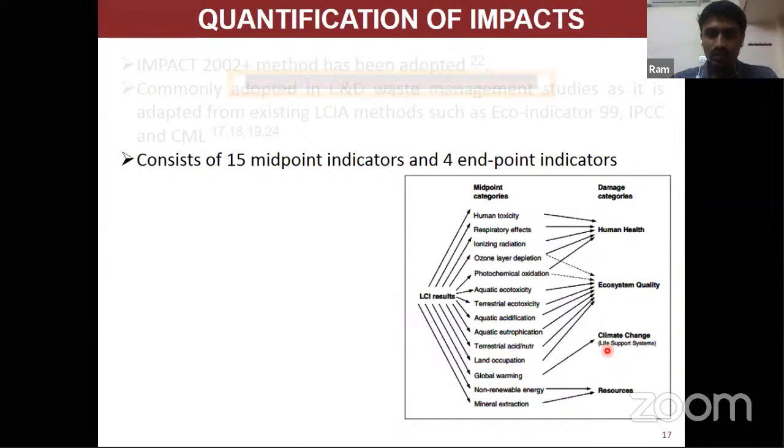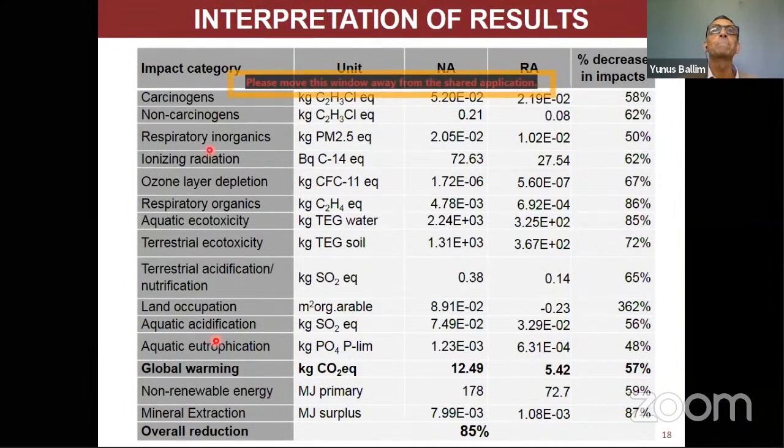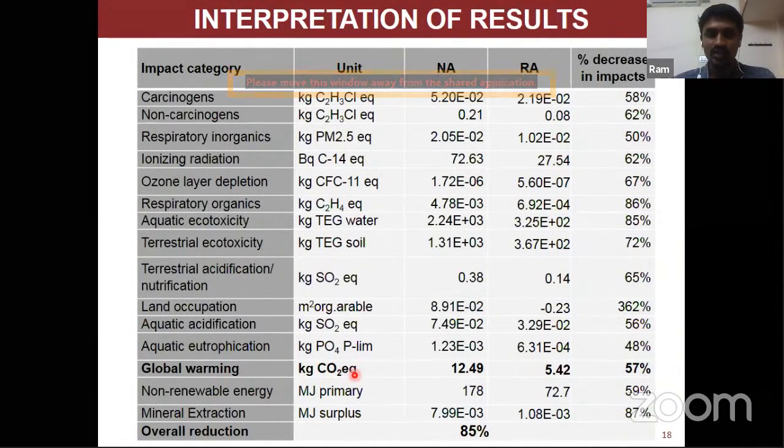So these are the results of our study. On the left, you find the 15 midpoint indicators. What you see is that for recycled aggregate production, there is a consistent decrease in the amount of impacts generated as compared to natural aggregate. Just to take one category, global warming, it is measured in kilograms of CO2 equivalents. All carbon emissions are mapped onto a single denominator. Natural aggregate is about 12.5 kilograms CO2 equivalents. However, the recycled aggregate only produces 5.5. So we have about 57% reduction. Considering all the midpoint indicators, the overall reduction is about 85%.